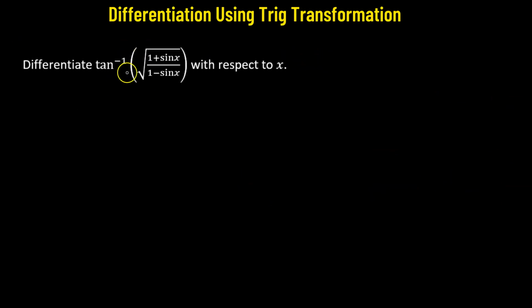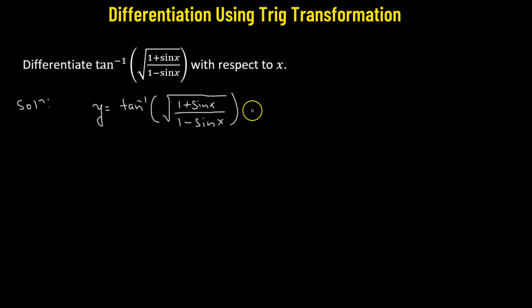We have to differentiate the inverse tangent of square root of 1 plus sine x over 1 minus sine x with respect to x. So let's begin. So here we will consider y to be equal to tangent inverse of square root of 1 plus sine x divided by 1 minus sine x. What we'll do is try to simplify this trig expression by using a trigonometric transformation. The whole idea would be to convert square root of 1 plus sine x divided by 1 minus sine x to some tangent function.